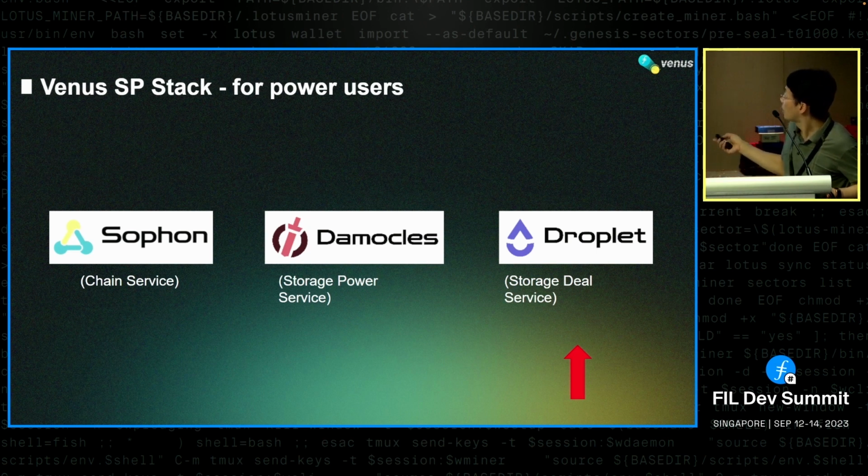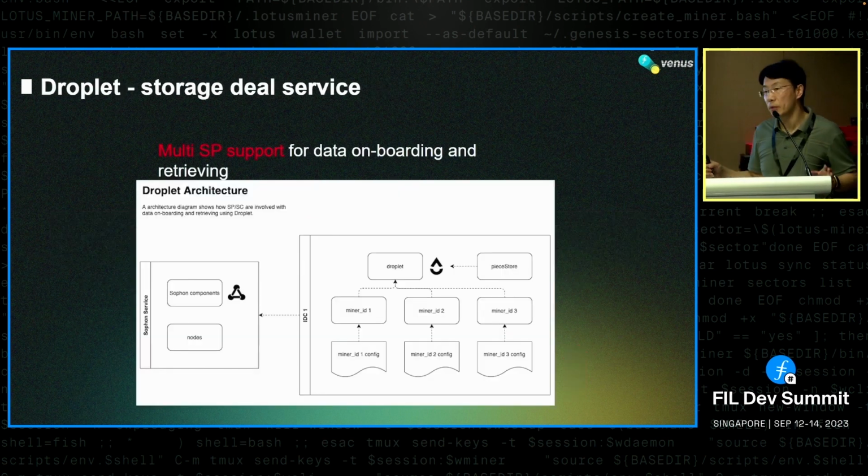Okay, the last one is Droplet. The Droplet is a deal service for data onboarding. The difference between the Venus market, Droplet, and Boost is that we have another feature: Droplet could support multiple SPs. Just like I mentioned with the other two components, all of this could support multiple SPs.